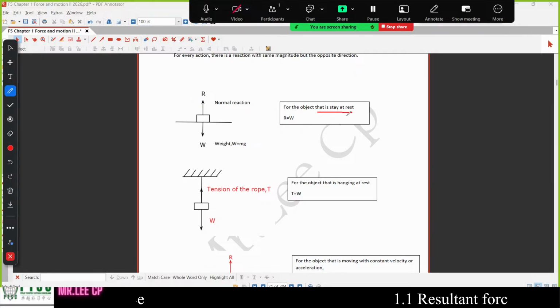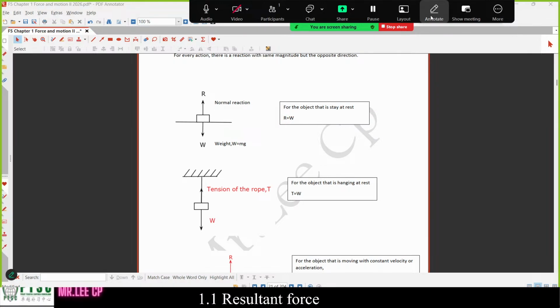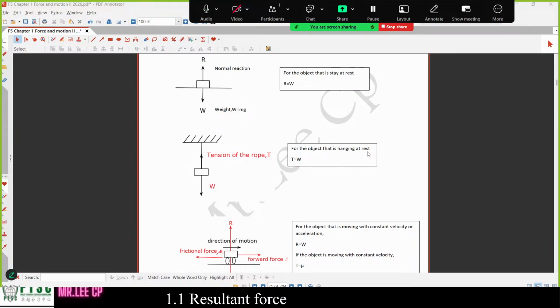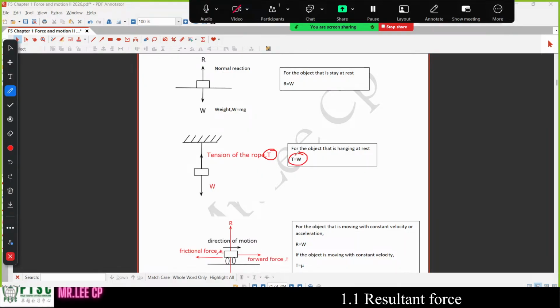Now, if it stays at rest, meaning not moving, meaning equilibrium, meaning up and down will be the same. R is equal to W, equilibrium. For the object that is hanging at rest, here this is called the tension of the rope. We normally use the symbol T. Only 4 situations you need to know. So this is T, this is W. T is equal to W. The second situation, right?